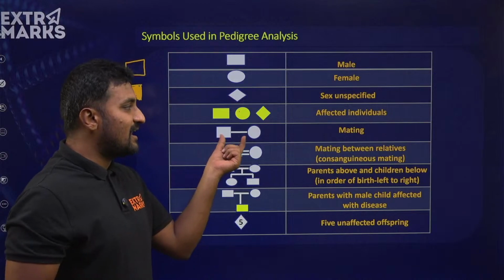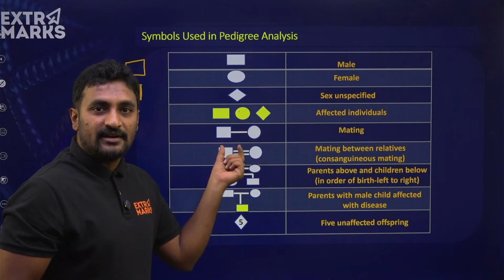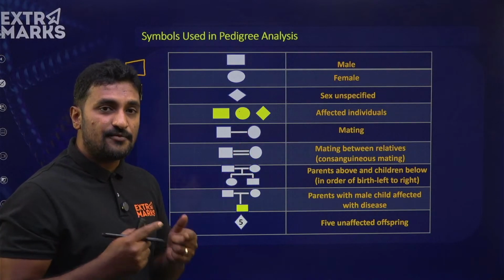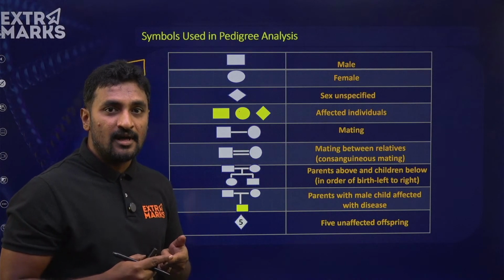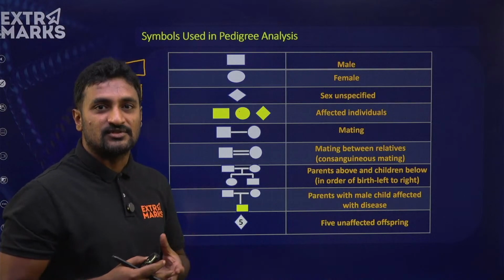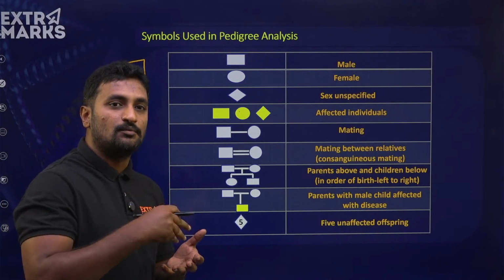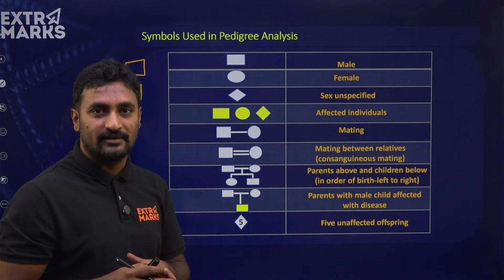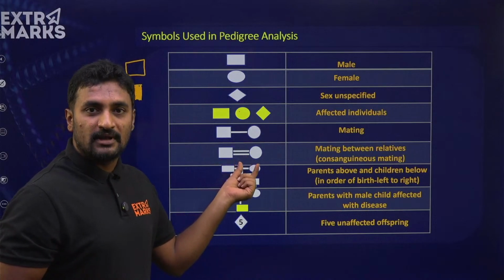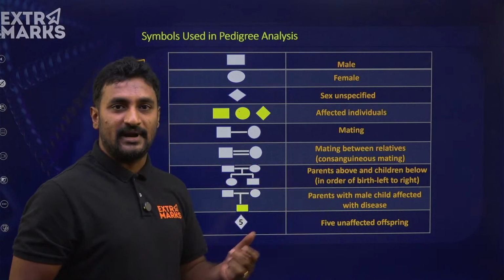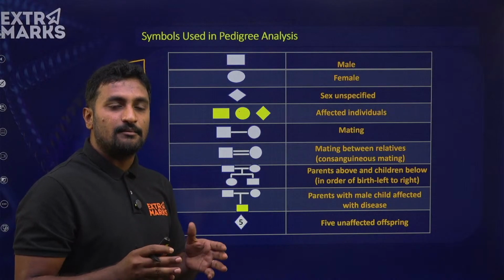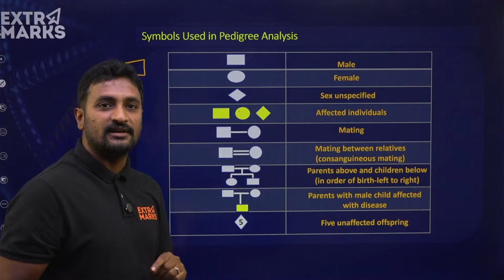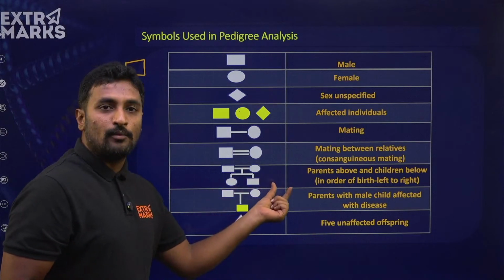And if a male and female are married and the mating is there, they are reproducing, we use this symbol, they are mating. And if the mating is happening between closely related relatives, like consanguineous mating, where they are related either from the father's side or from the mother's side, somewhat relatives, we will be using the double symbol, and this is called consanguineous mating. And to show the children below the parents, we can use a symbol like this reverse T, where you can write how many children there are.